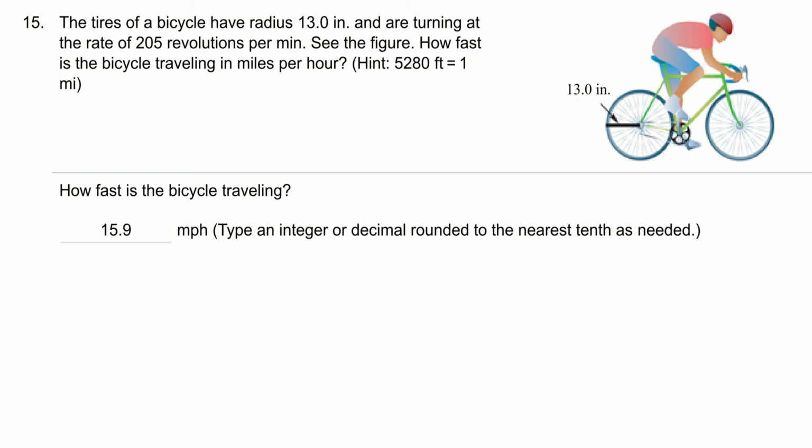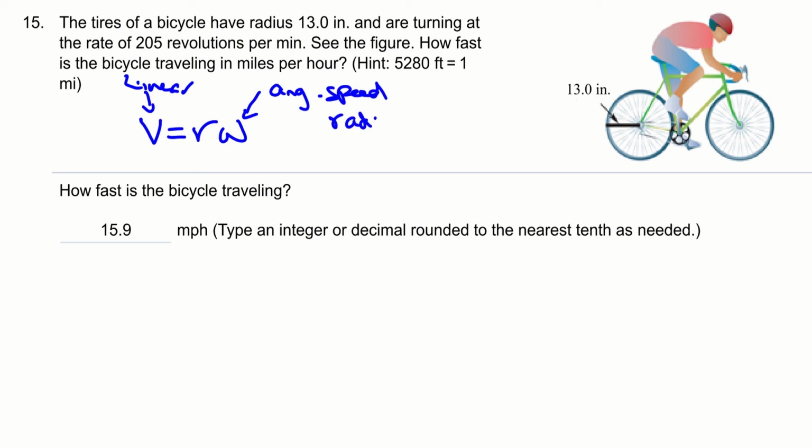Hello everyone. In this problem, we're going to look at an application of angular speed and linear speed, and most importantly, the relationship between them. As we know, the two speeds are related by the formula V equals R omega, where V is the linear speed and omega is the angular speed. And this omega needs to be in radians per unit of time. Now, in this case, we're dealing with hours.